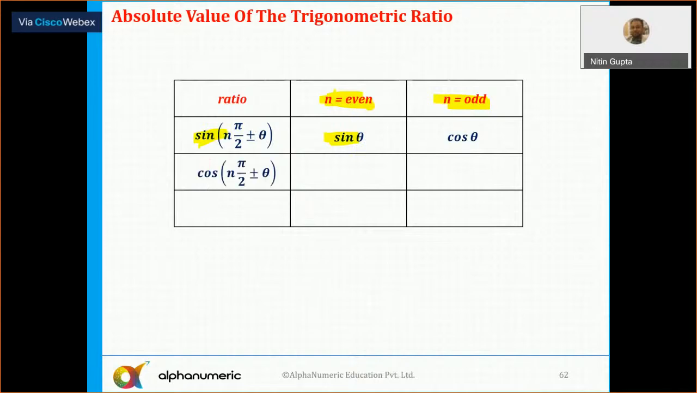Similarly, cos will remain cos if n is even. All right, and same thing about tan. Tan will also remain tan. So just need to remember that whenever it is an even multiple of pi by 2 plus minus theta, the trigonometric ratio will remain the same. But if it is an odd multiple, then it will change. Sine will become cos, cos will become sine, tan will become cot, and so on. All right. So I hope that this part is clear to all of you.